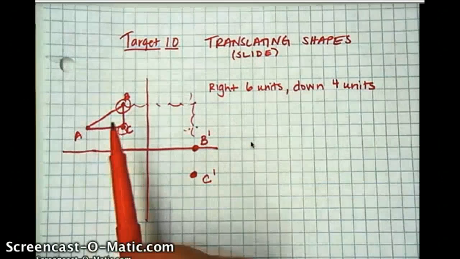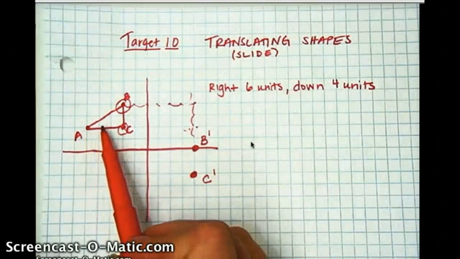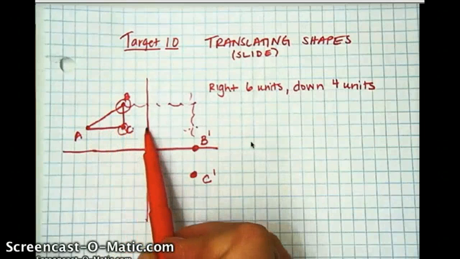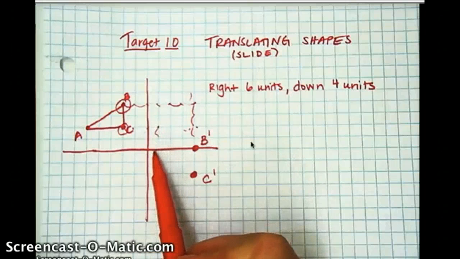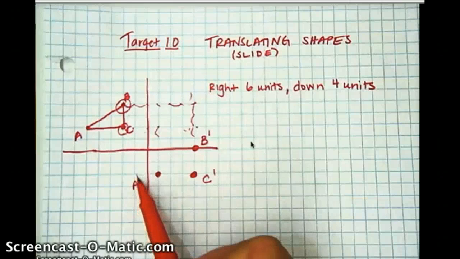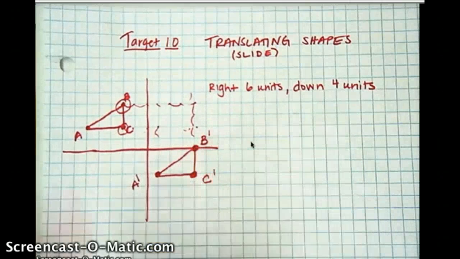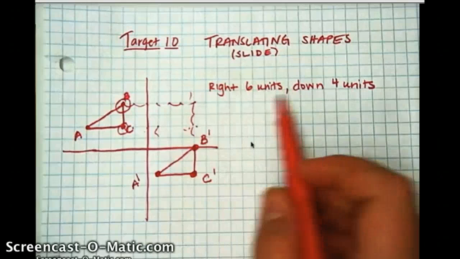Then I'm going to do the same thing with A. Start here and I'm going to count 1, 2, 3, 4, 5, 6 to the right, and then 1, 2, 3, 4 down, and there's my new A prime. Okay, and then I'm just going to connect them. And by translating each point, in the end, I've actually translated my shape 6 to the right and 4 down.